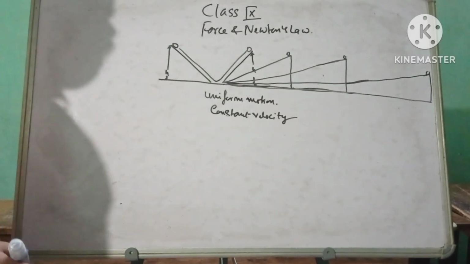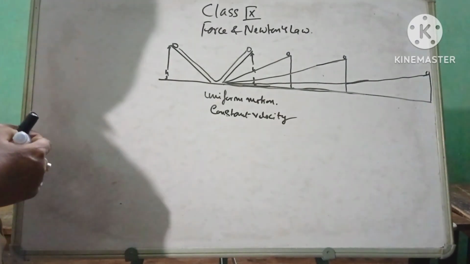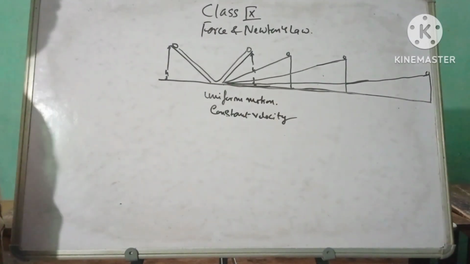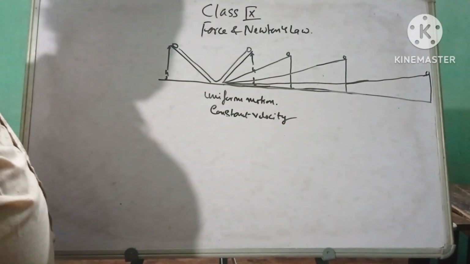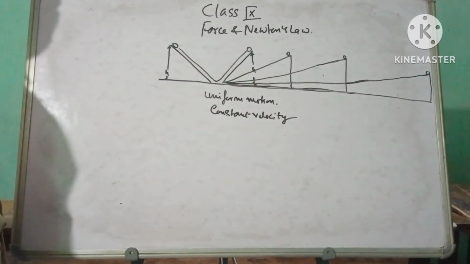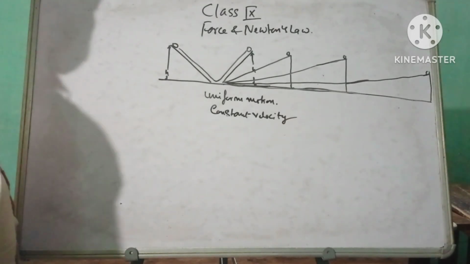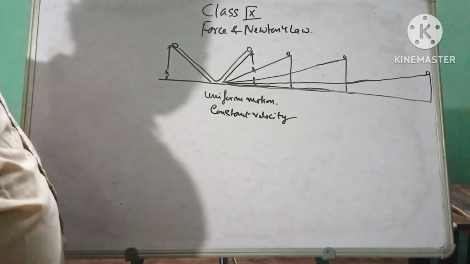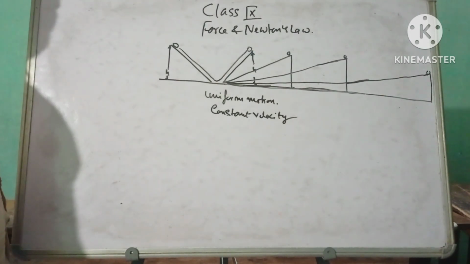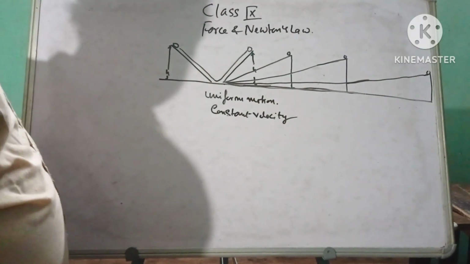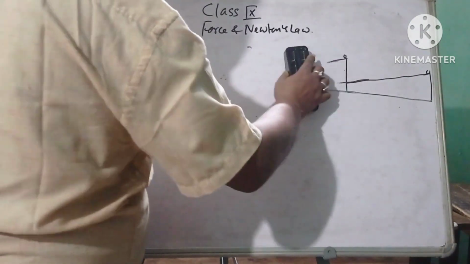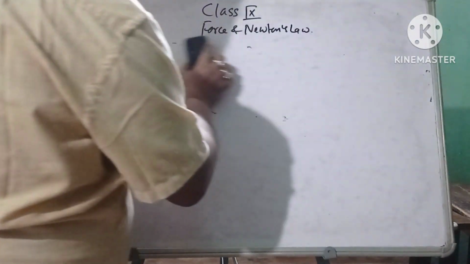So earlier the concept was that for motion an external force is required, but later on it was proved that no external force is required for a body to be in motion, and it moves with a constant velocity. From this concept, Newton's three laws came forward.